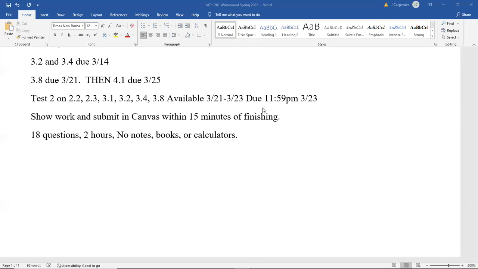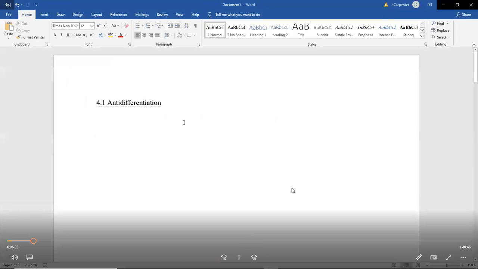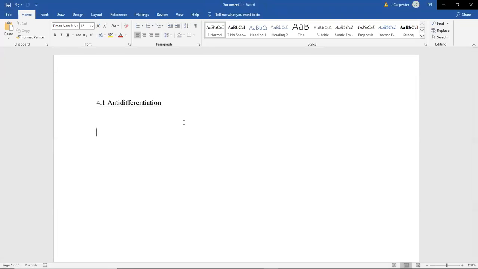Now let's get into 4.1, chapter 4, which again is the opposite of differentiation. We call it anti-differentiation, and it'll have another name known as integration along the way as well. But here we go. And with this chapter, just like the last couple chapters, we will kind of piecemeal this together. We won't necessarily cover every single topic.